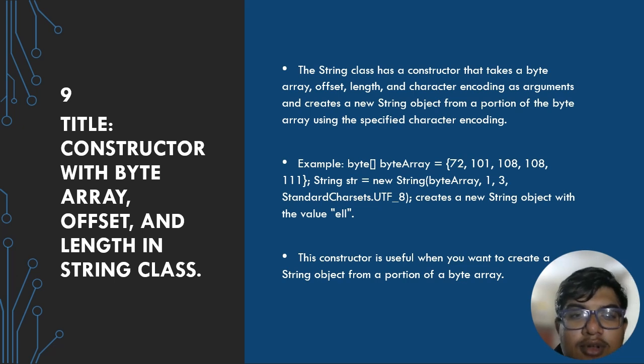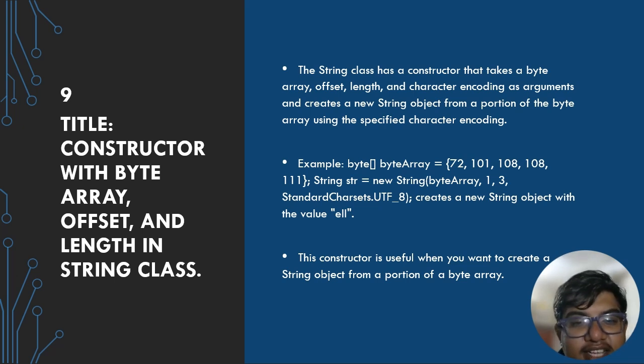So if you see the example, byte array of whatever it gives, string str of new string of byte array 1 comma 3, which means it starts at 1. You know how strings have indexing just like an array, right? So it starts at 1 and ends at 3. So it will start printing at 1 and end printing at 3. Just like that, it happens for character array also, which you'll see in the program.